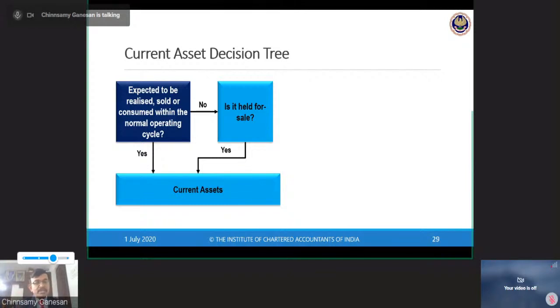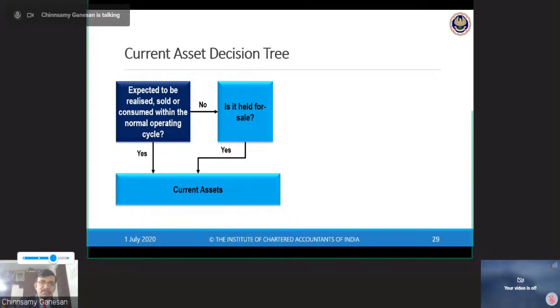The question is, if I am testing the first condition, expected to be sold within the normal operating cycle? No, because 14 months is not happening. So it cannot be a current asset. But the second condition is, is it held for sale? Inventory is always held for sale, and accordingly, even if it is not expected to be sold or consumed within the normal operating cycle, because it fulfills the second condition, it is held for sale, it is always a current asset. It applies to raw material, WIP, finished products. Everywhere, inventory is always held for sale, right? So accordingly, it is considered part of your current asset.